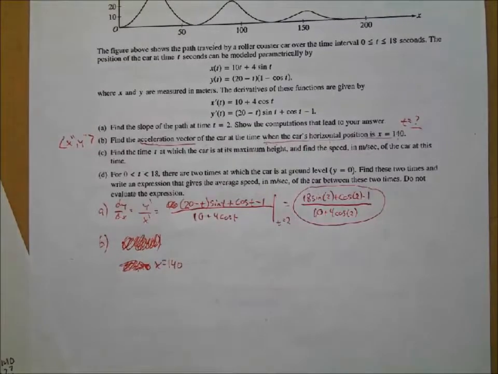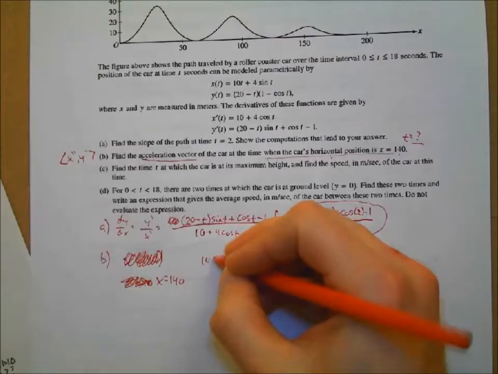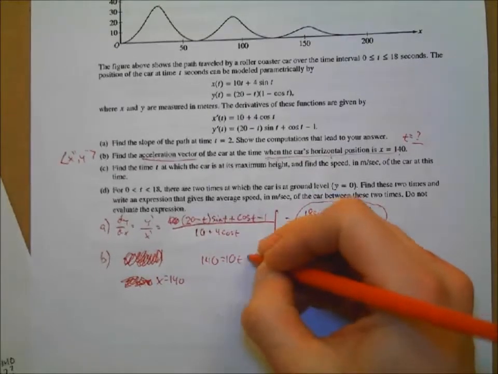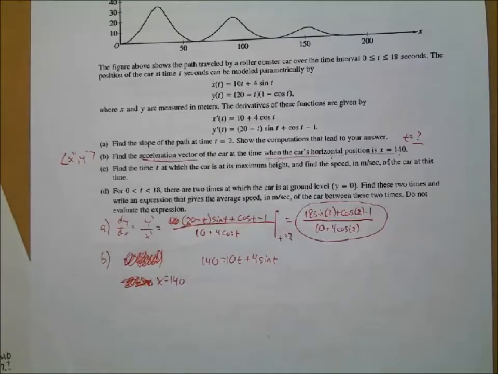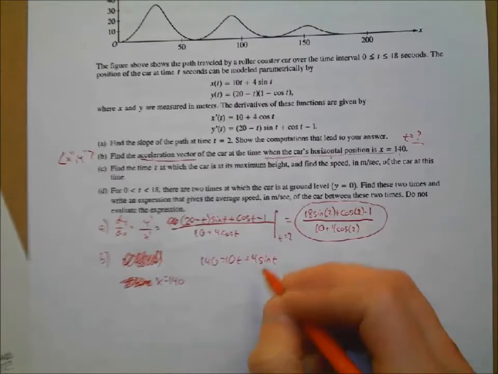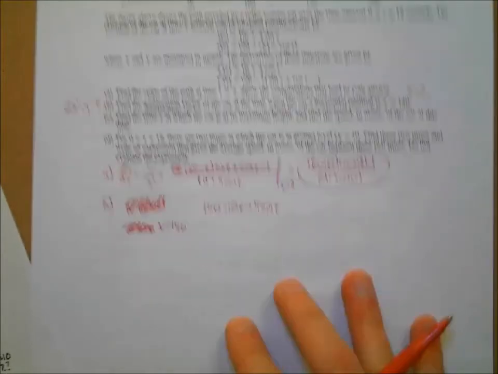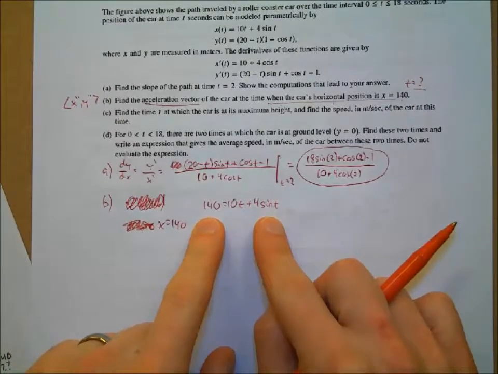Set it equal to the 10t plus 4 sine t, the x position there. So 140 equals 10t plus 4 sine of t, right? Set those two things equal. Okay? And then we'll be able to, well, I'm going to make this a little bit easier for ourselves. I mean, we could at this point use our graphing calculators and solve this. We could graph 140, we could graph 10t plus 4 sine t, right, and see where they intersect.